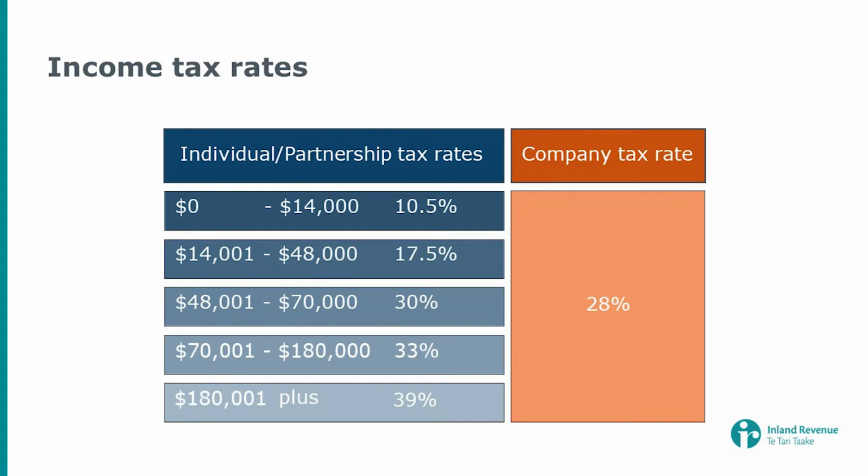New Zealand has progressive tax rates. The rates increase as your income increases. These are the tax rate bands. Each individual or partner in a partnership has a portion of their income taxed at the lower rate. Companies have a set company tax rate as they have other ways of making distributions. The company tax rate is 28%. Let's look at an example.